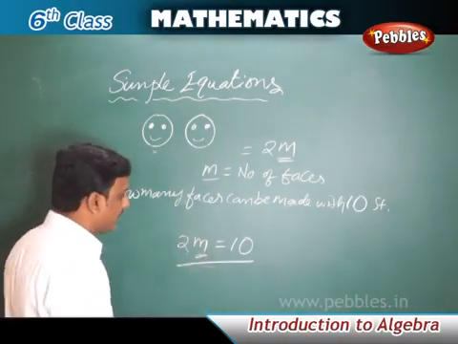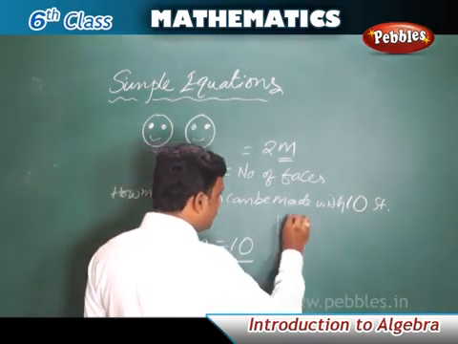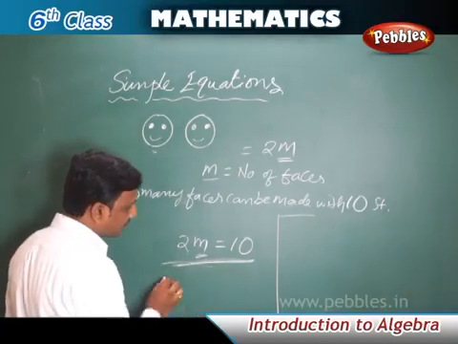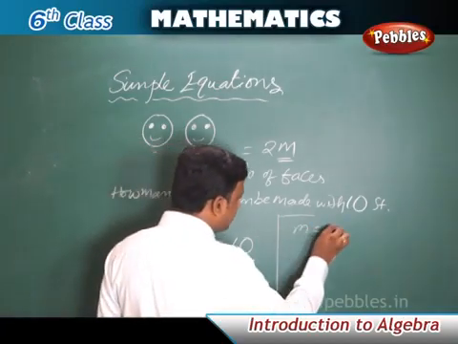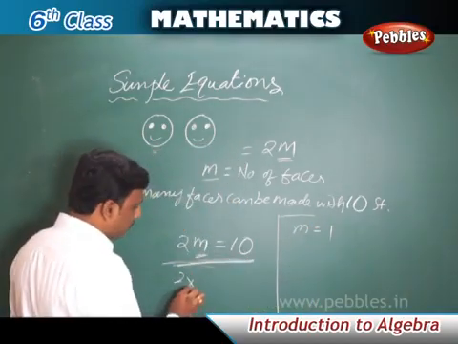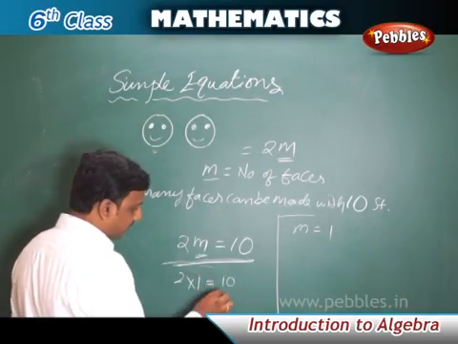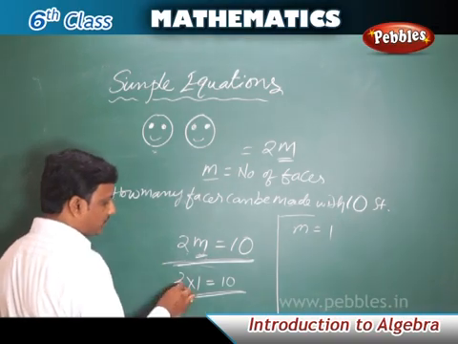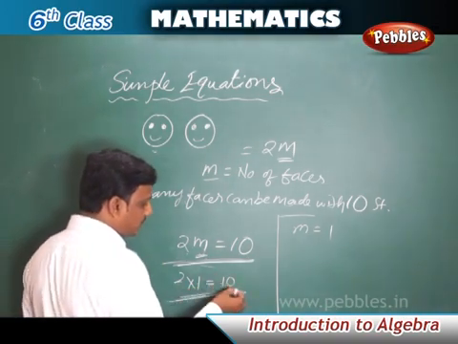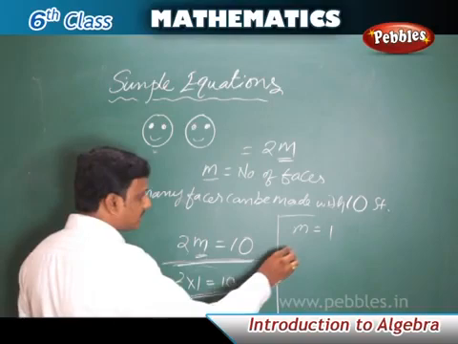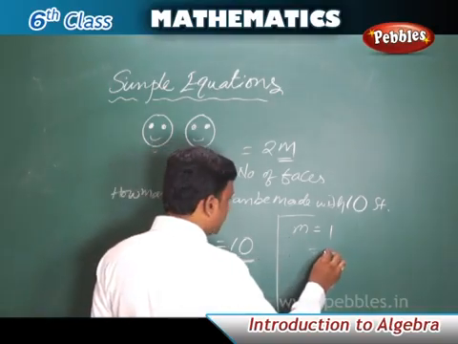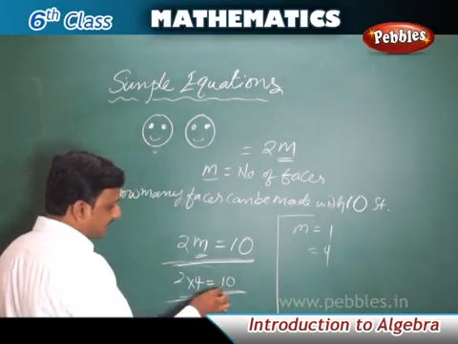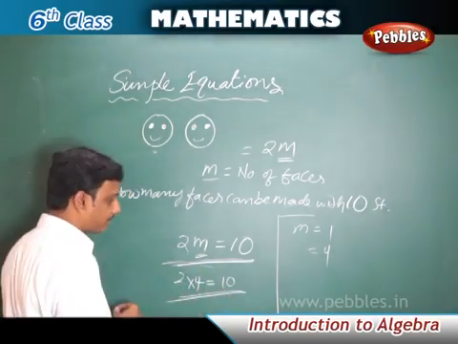Okay, let us find out. We take the trial and error method to see whether this equation is balanced or not. If m is equal to 1, 2 into 1 equal to 10? This is not satisfied, because 2 into 1, 2, is not equal to 10. Now let us substitute m equal to 4. Then 2 fours are 8, and it is not equal to 10.